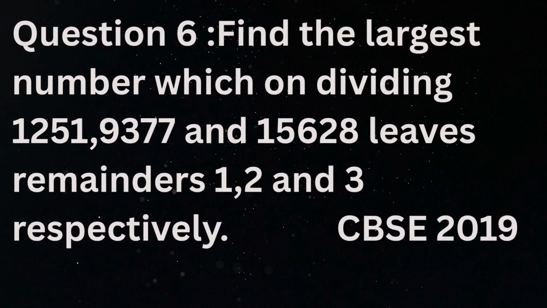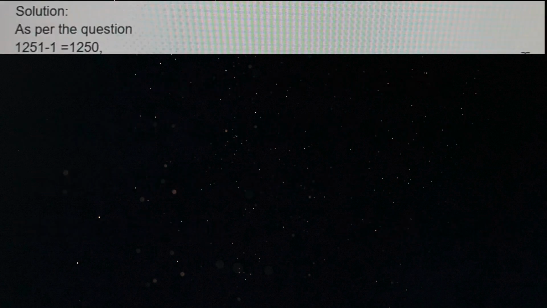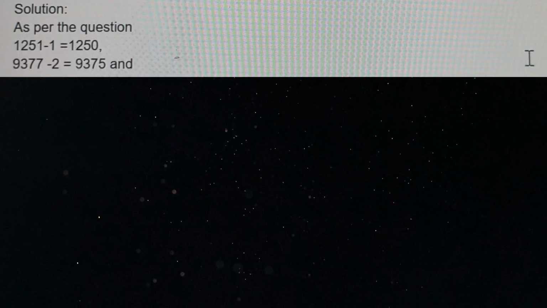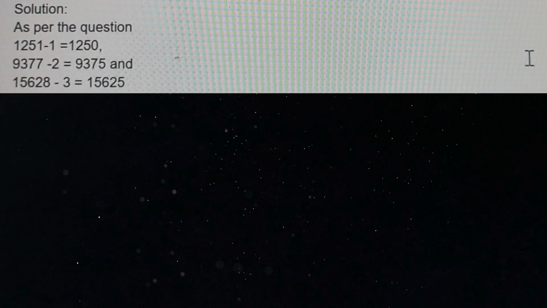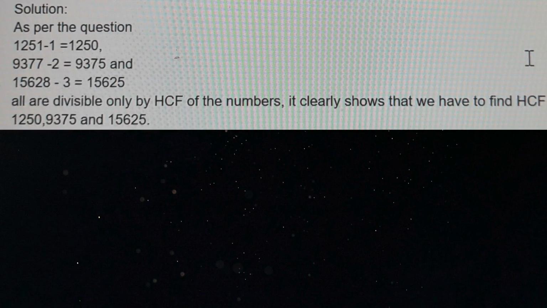Question 6, find the largest number which on dividing 1251, 9377 and 15,628 leaves remainders 1, 2 and 3 respectively. The question appeared in CBSE 2019 exam. Solution, as per the question, 1251 minus 1 is equal to 1250, 9,377 minus 2 is equal to 9,375, and 15,628 minus 3 is equal to 15,625. All are divisible only by HCF of the numbers. It clearly shows that we have to find HCF of 1250, 9375 and 15625.